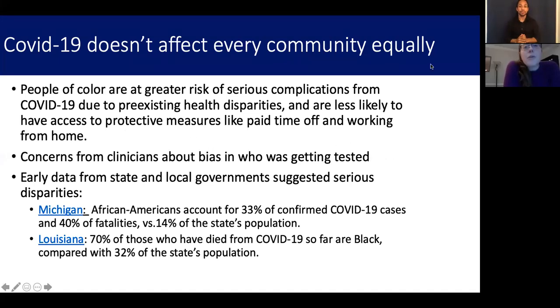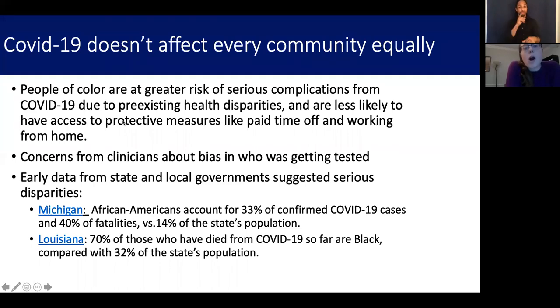So it's probably not news to this group that COVID-19 isn't affecting every community equally. People of color are at greater risk of complications because of existing health disparities. I'm sure you'll hear a lot about this from other panelists, but people of color are at higher risk of asthma, heart disease, diabetes, lots of other factors that can make the virus much more serious, and are also likely to have less access to protective measures, including health insurance and a primary care provider, but also things like paid time off and the ability to work from home.